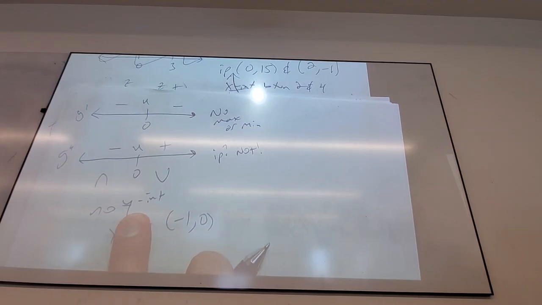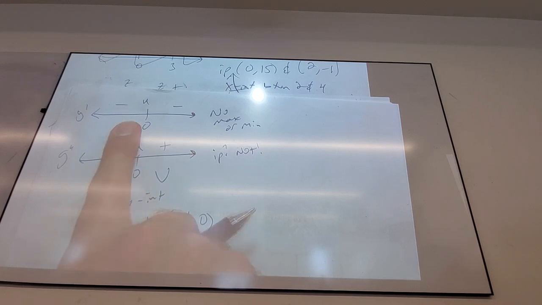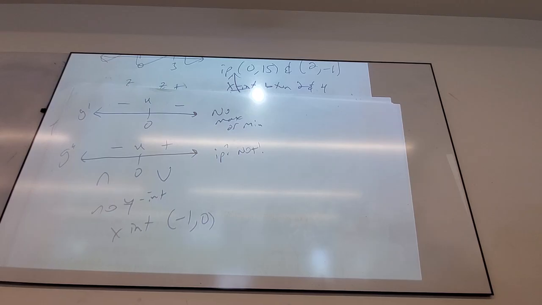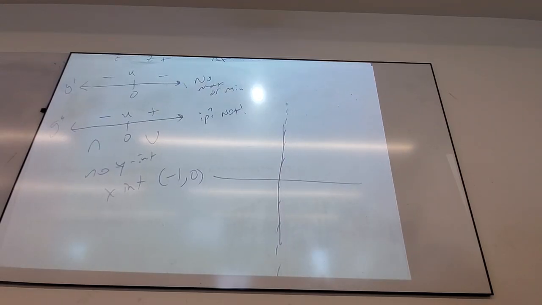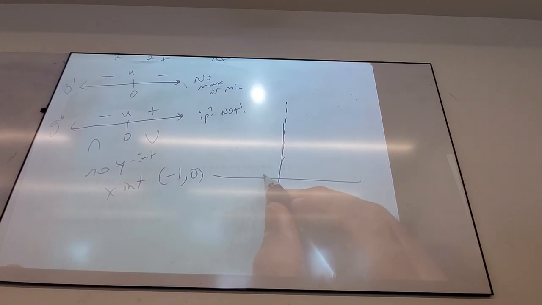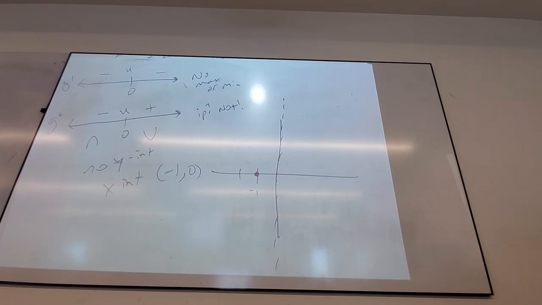No y-intercept, which makes sense because the asymptote is at x equals 0. It's on the y-axis, so it can't hit the y-axis by definition. So, if I go to graph this, I've got an asymptote here. I've got a single intercept there. Did I say some other points? I did say some other points.